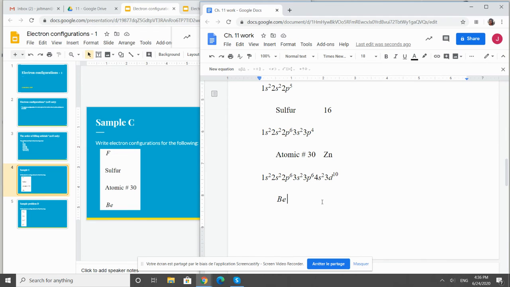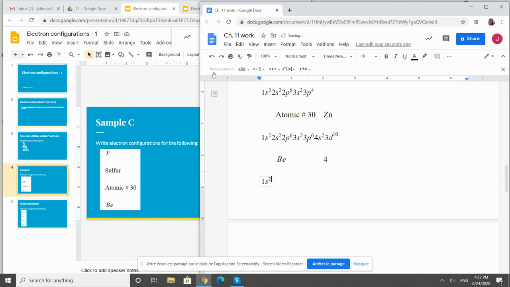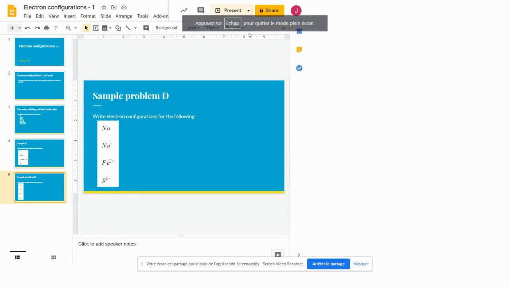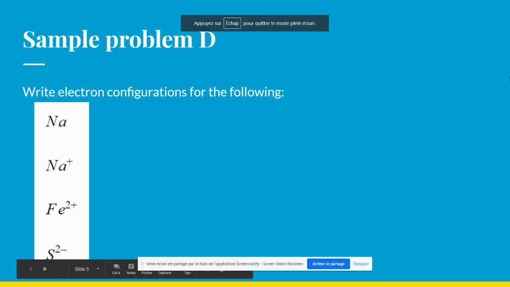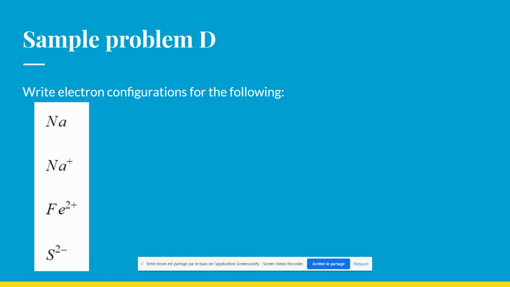Now for beryllium, this one, I go to my periodic table. It has 4 electrons, just 1s2, 2s2. And I can't move on to 2p. Okay, I have another example here. If I haven't yet talked about charged atoms with you in class, you might not need this example. This is more for people who've already finished the packet but wanted a little bit more review on this topic.